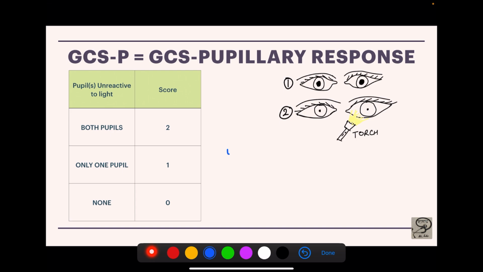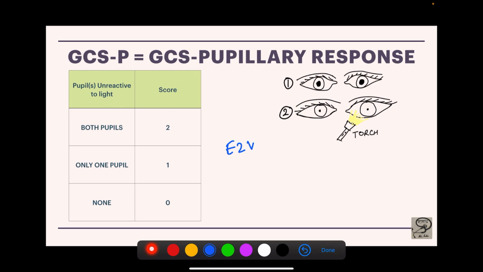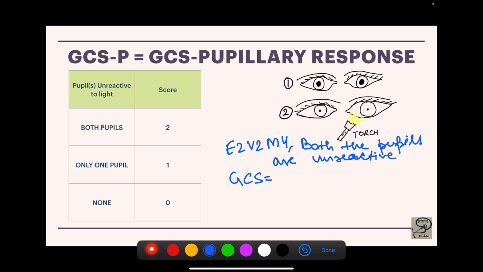Now let us understand this by taking an example. Suppose I give you the GCS of a patient is E2, V2, M4 and both the pupils are unreactive to light. Okay. So first you need to find the GCS. So GCS will be 2 plus 2 plus 4. You can see the values here. So which becomes 8.